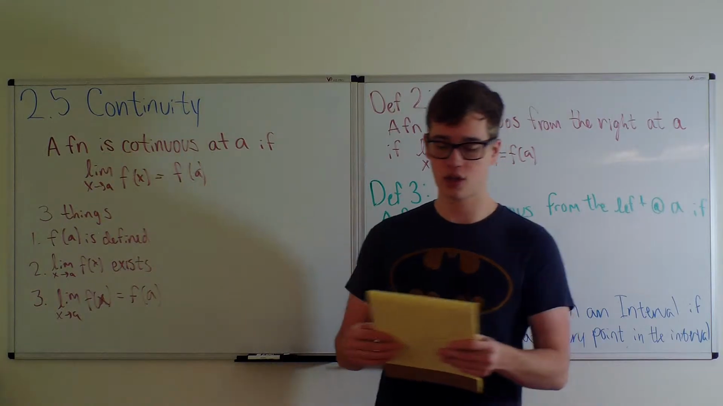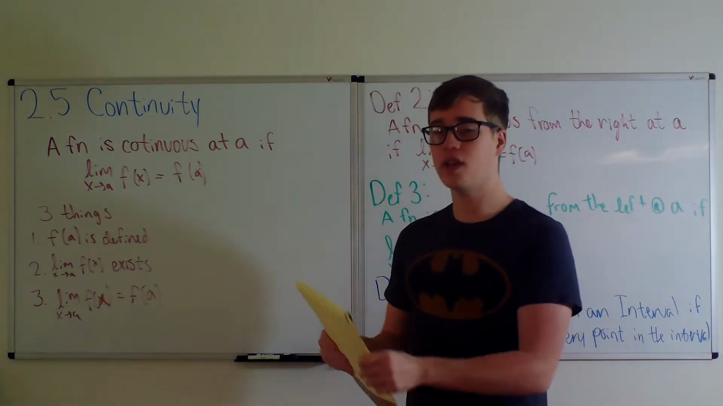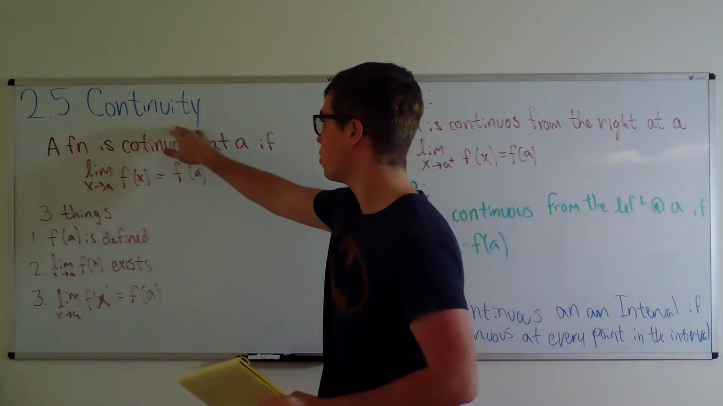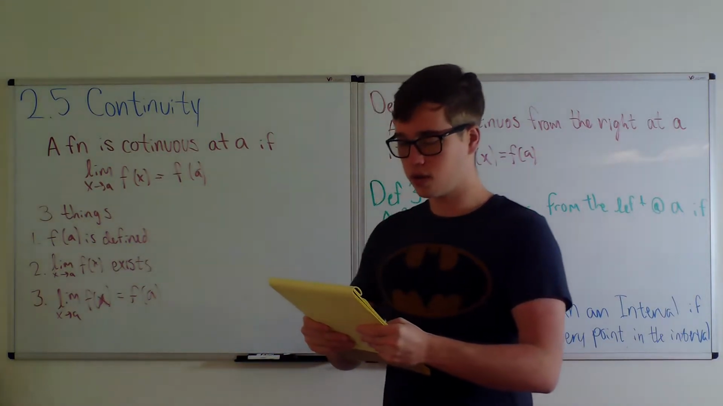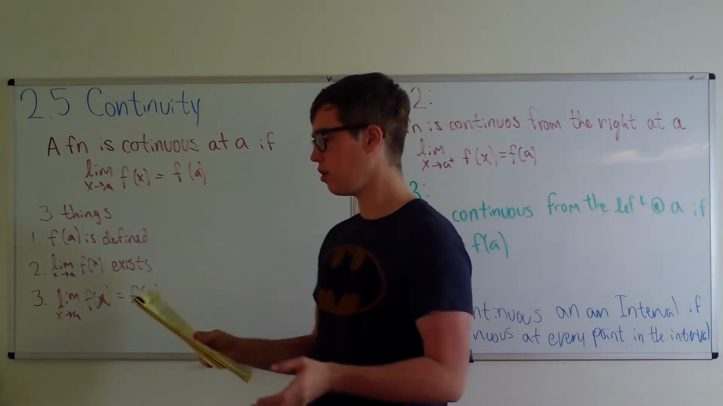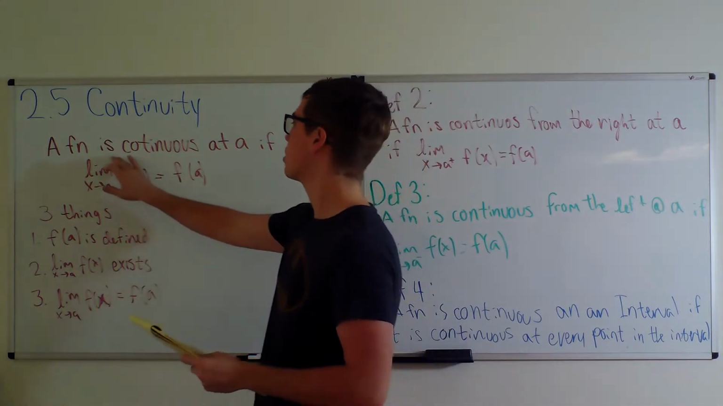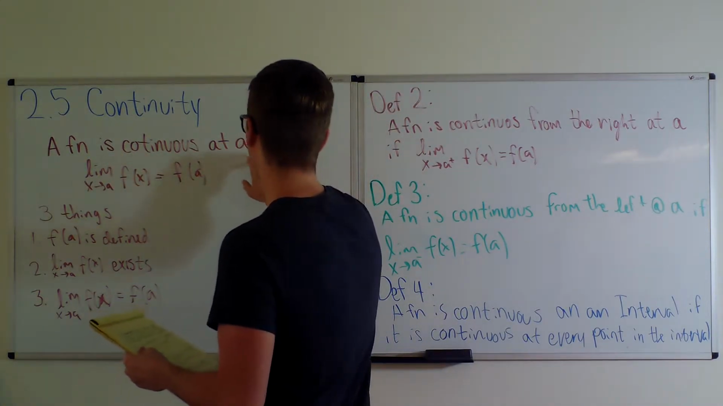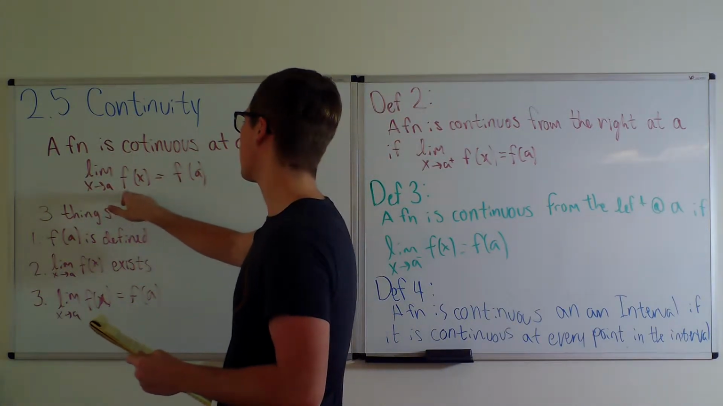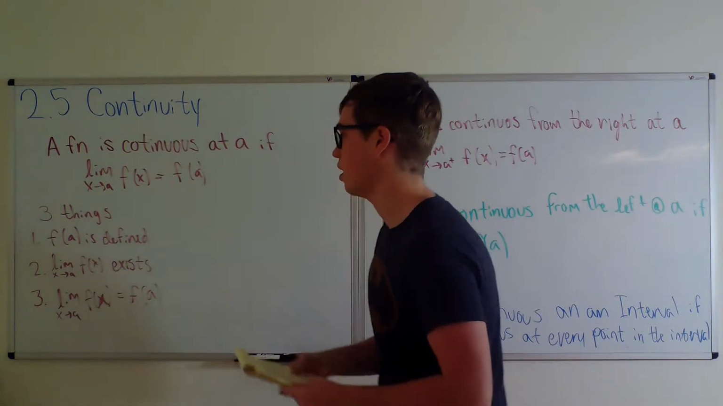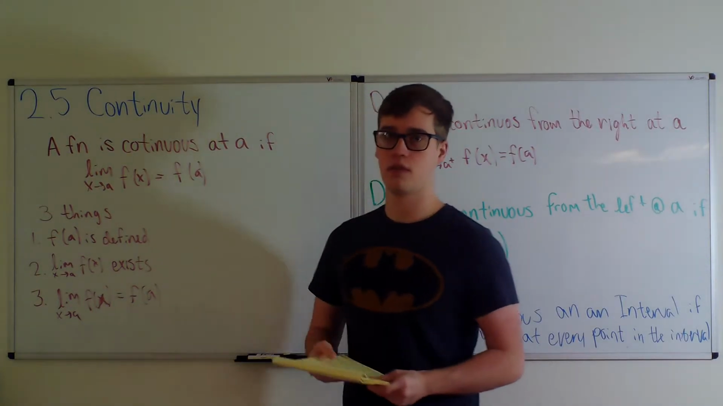Today we're covering section 2.5 for our UCI Math 2A course, continuity. So let's start with a definition of continuity. A function is continuous at a if the limit as x approaches a of f of x is equal to f of a. So this definition has three things.